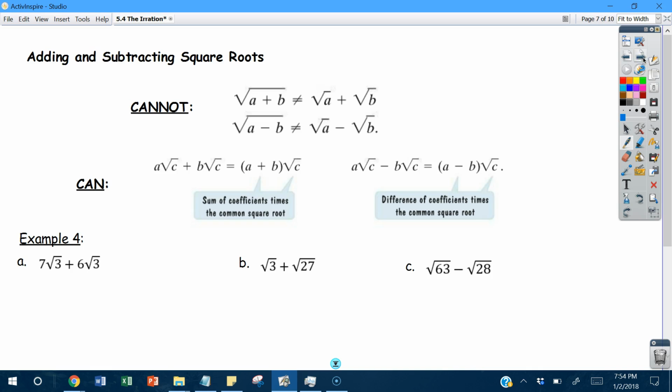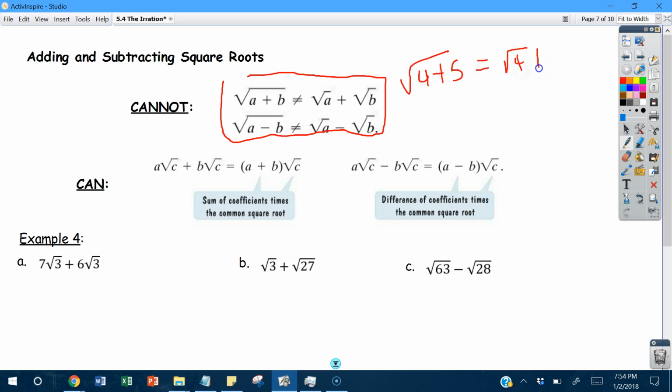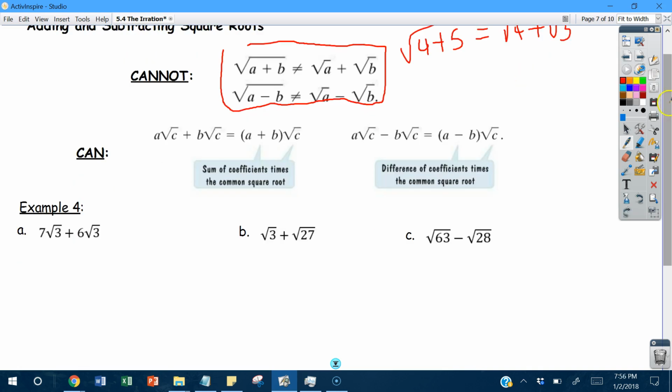Adding and subtracting square roots is a little different because we can't simply add numbers inside and outside. We can't break up the square root or stick it together like we can when we multiply and divide. So this little blurb here is telling you what you can't do. You can't just take, for example, the square root of 4 plus 5 and say that's equal to the square root of 4 plus the square root of 5, because it's not. If you put both those expressions in the calculator, you'll find they're not the same thing.